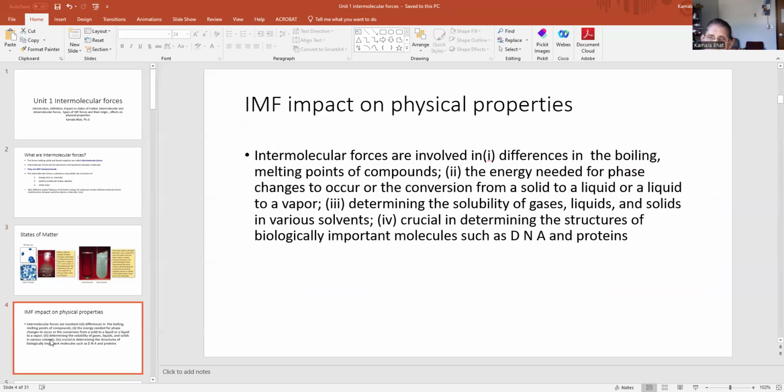So intermolecular forces impact physical properties. What is the impact of intermolecular forces on physical properties? Intermolecular forces are involved in differences in the boiling and melting points of solids, and in the energy changes required for phase changes, from solid to liquid and liquid to vapor. They determine the solubility of gases, liquids, and solids in various solvents, and they are crucial in determining the structure of biologically important molecules such as DNA and proteins.